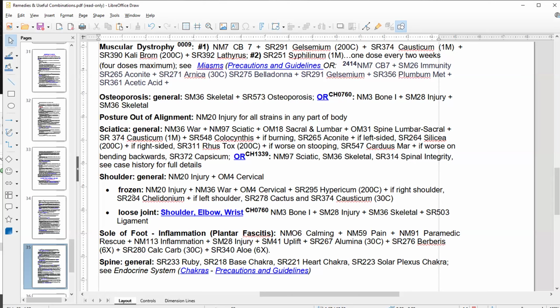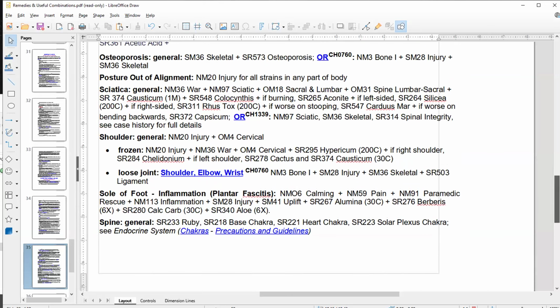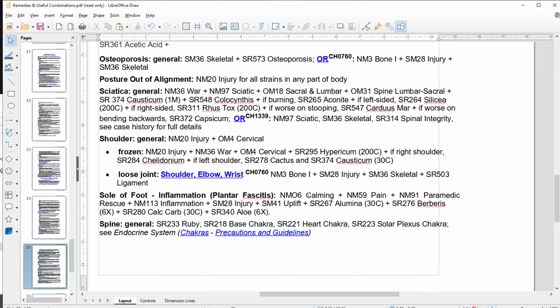If right shoulder, this one. If left shoulder, plus left shoulder. So right shoulder pain, left shoulder, I mean right-sided pain, left-sided pain is there in our mixture. You can use that also. Sole of the foot, plantar fasciitis. See, wonderful thing. Inflammation, injury, alumina, berberis, and calcarea carb and alloy.